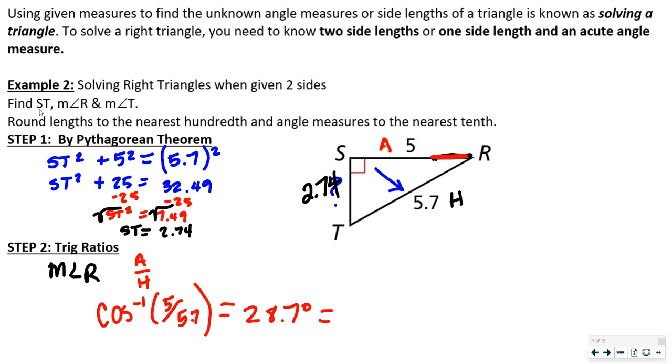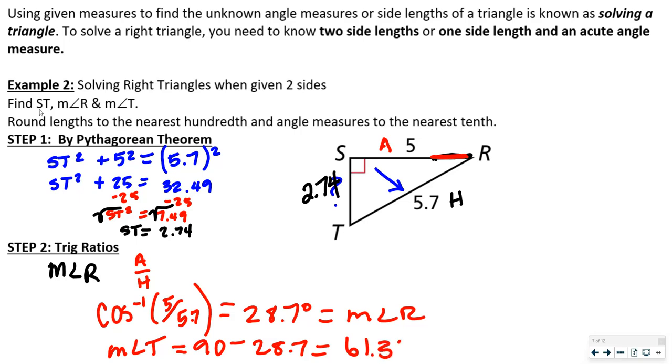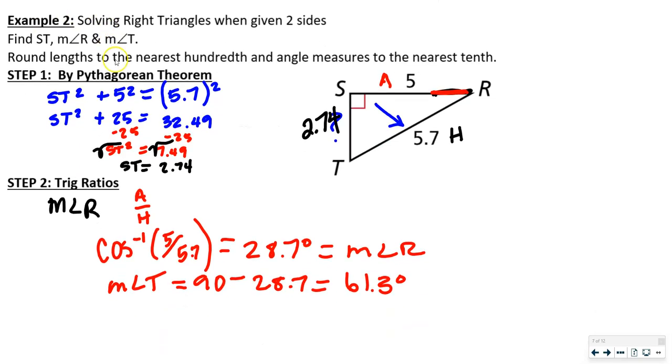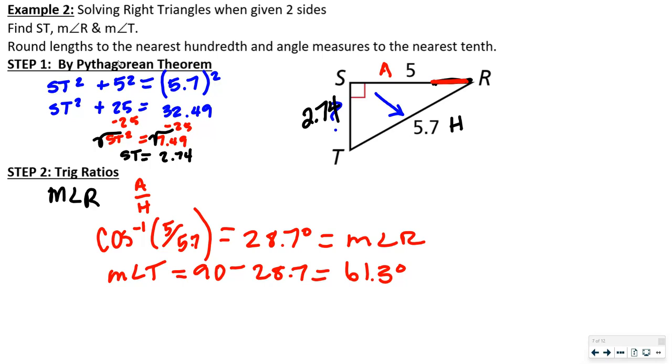Now, we could subtract that from 90 to get angle T. So this was the measure of angle R. To find the measure of angle T, we could go 90 minus the 28.7, and that would give us 61.3 degrees. Or we could use another ratio. So now let's look at angle T.